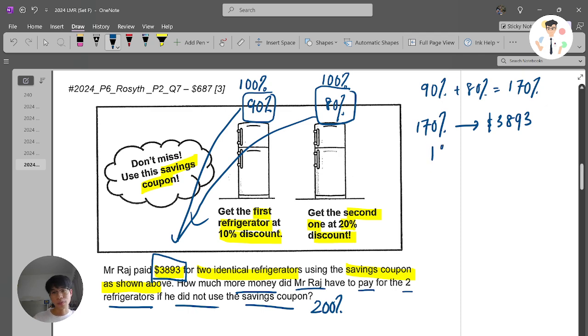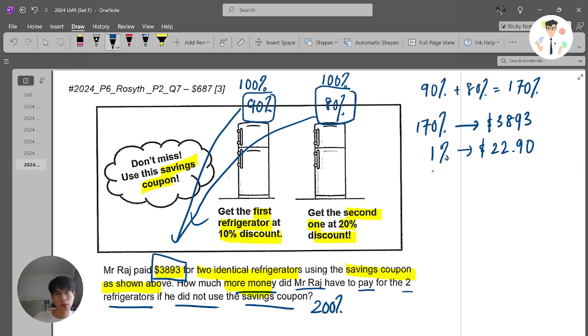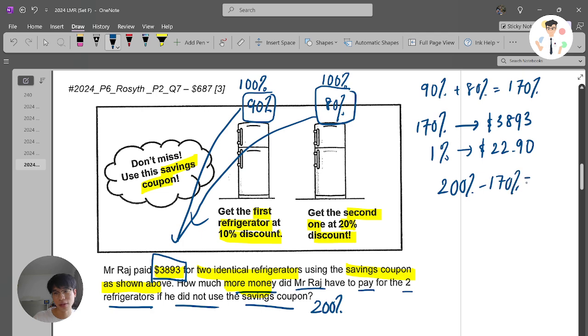And 1% will be equal to 1. Just press on the calculator: 3893 divided by 170, and you should get 1% is 22.90. And how much more money? It means how many percent less compared to what you have? 200% minus 170% is really 30%. That means he actually saved 30%, that he doesn't need to pay that amount.